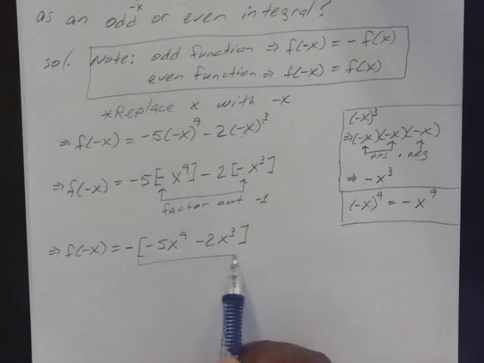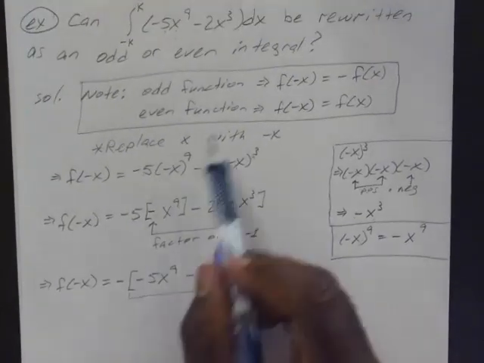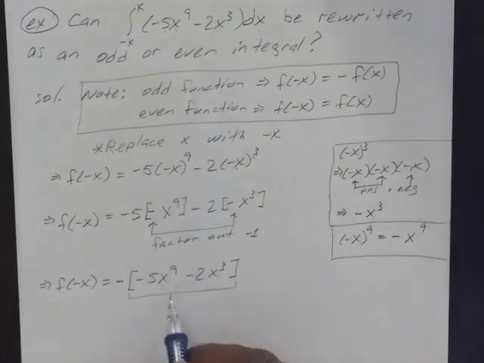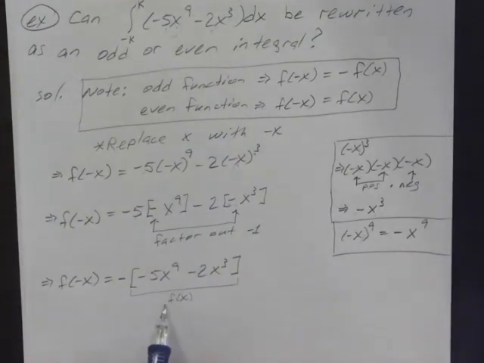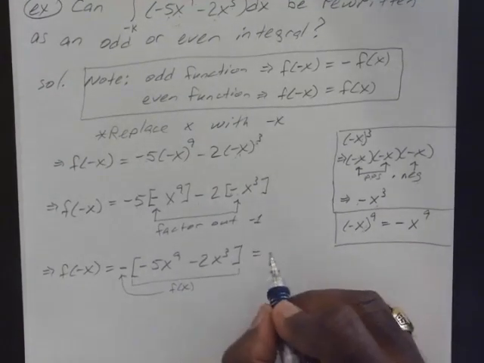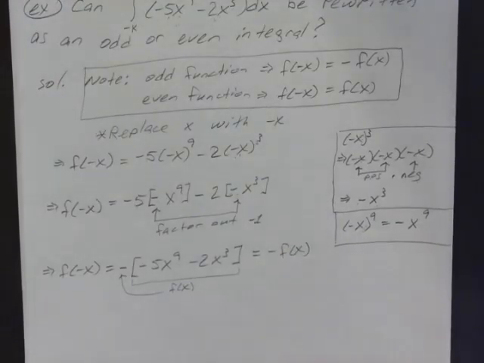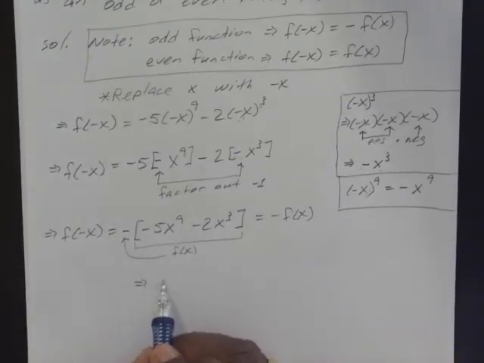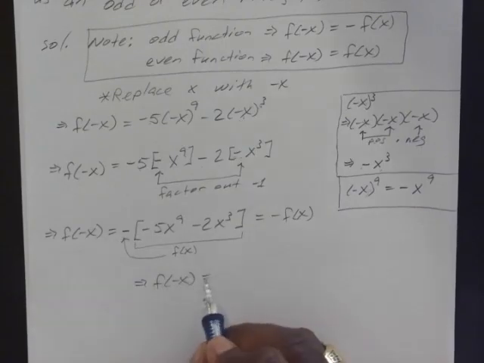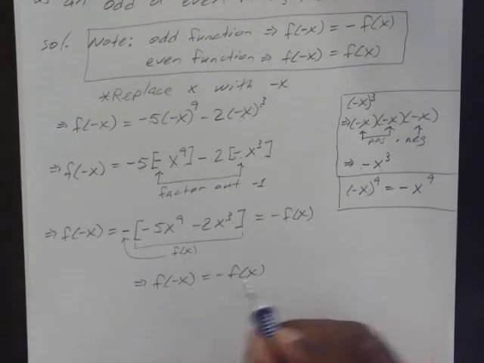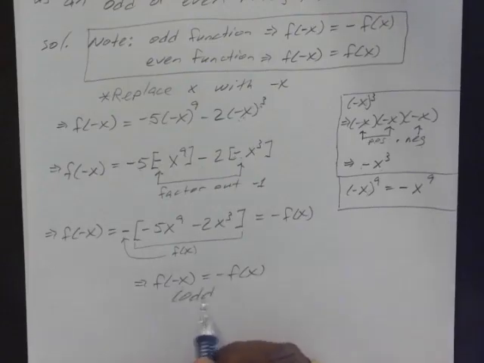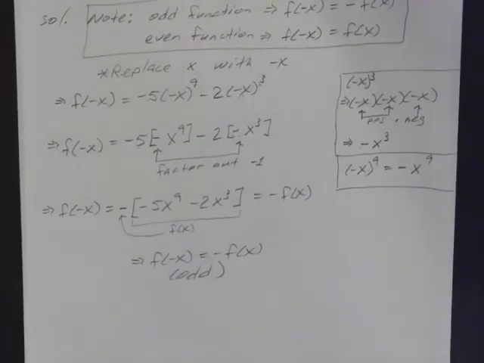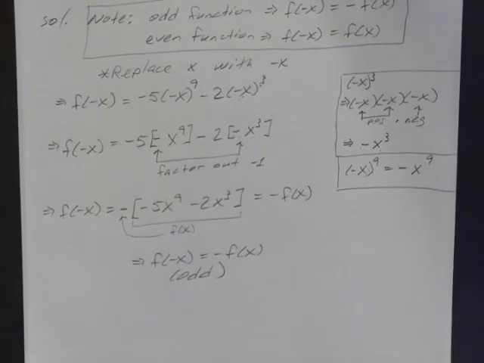So this part here, that's just your original f of x. But now it's multiplied by negative 1. That's equal to negative f of x. So we see that f of negative x is equal to negative f of x, which means it's an odd function. I'll write out actual odd function.